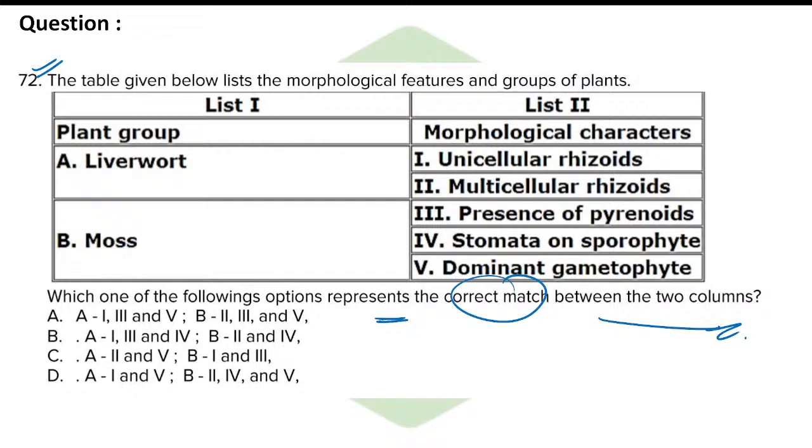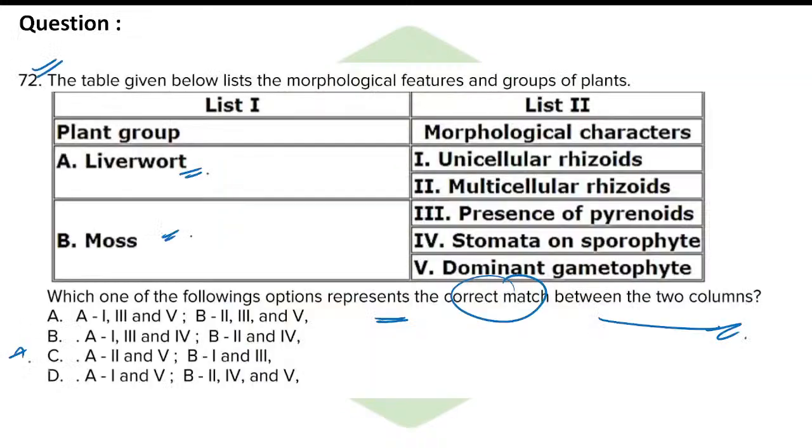Very simple question. Given below are the list of the morphological features and the group of the plants that we have. So liverworts, mosses, unicellular rhizoids, multicellular rhizoids, presence of pyrenoids, stomata, and then the dominant gametophyte. Which of the following options represents the correct match between the two columns? So you have the liverworts and then you have the mosses. So the answer is option D.